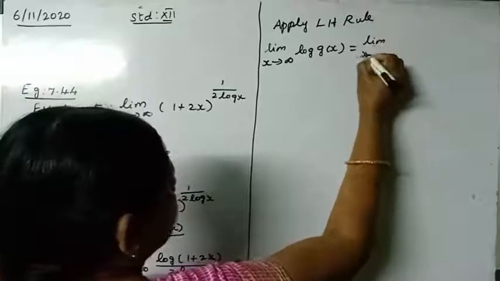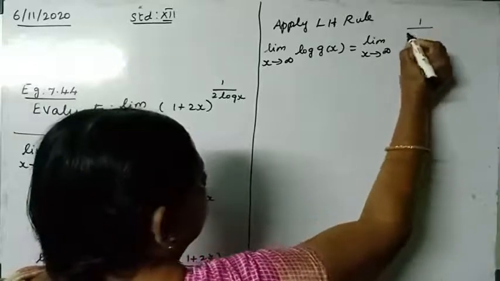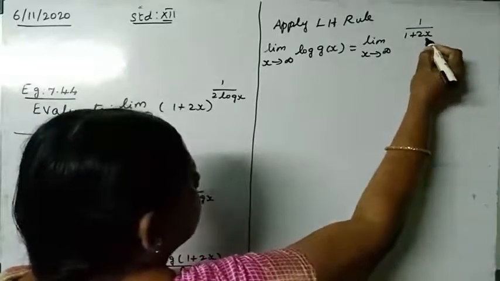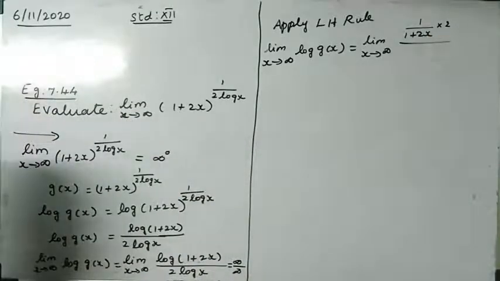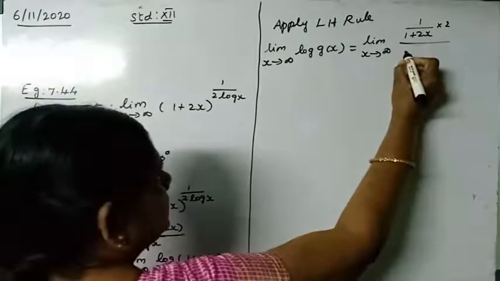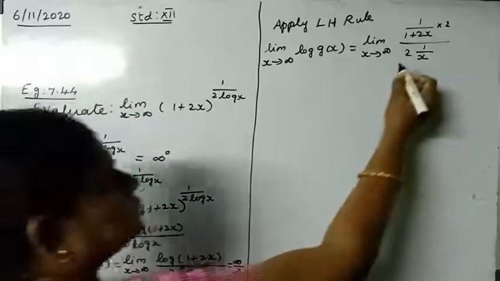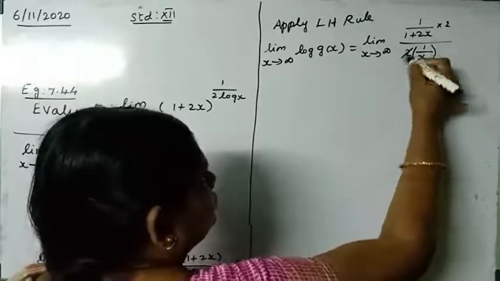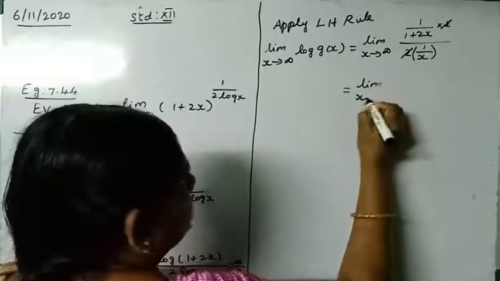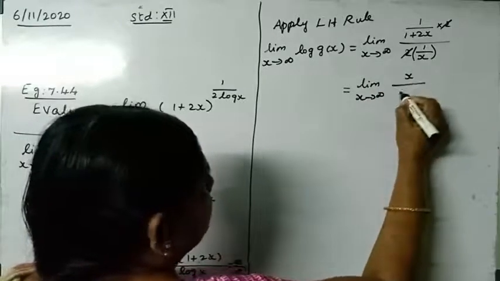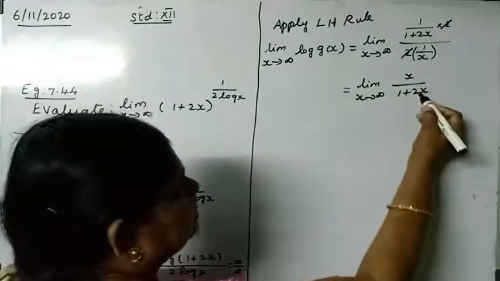So limit x tends to infinity, log (1 plus 2x) differentiated gives 1 by 1 plus 2x, then 2x differentiated gives 2, into 2, divided by 2 log x. Differentiating, 2 is the constant, so we write it as it is. log x differentiated gives 1 by x. Now this 2 and 2 get cancelled. If I take this reciprocal, it becomes limit x tends to infinity x by 1 plus 2x. Now if we substitute this limit, once again it is infinity by infinity.